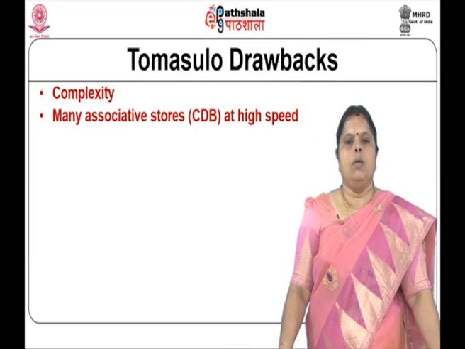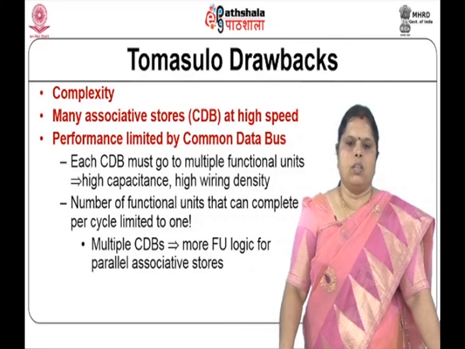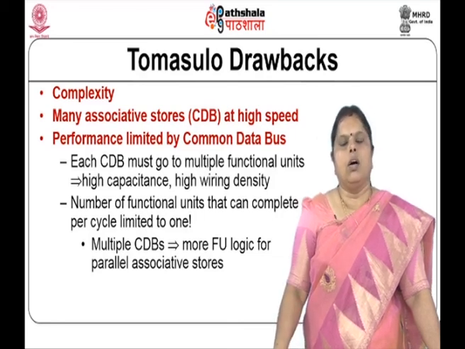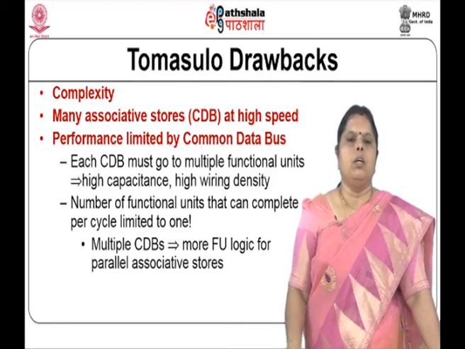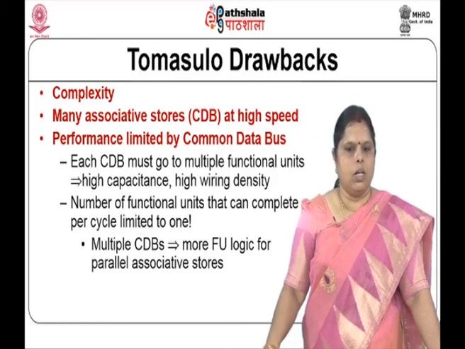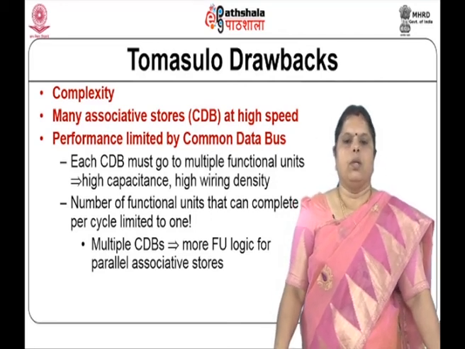And if you look at the CDB, you have many associative stores, because the data that is transmitted on the CDB goes to your floating point register file. It also goes to the reservation stations. So, all these will have to do an associative compare, and they will have to take the data if the reservation station entries match. So, there are many associative stores, and also remember that the performance is limited by the common data bus, because each CDB must go to multiple functional units, which means you have high capacitance and high wiring densities coming into the picture.